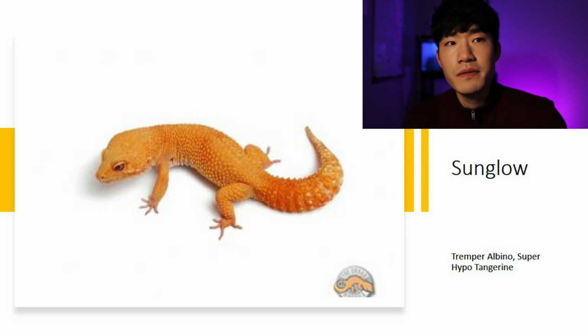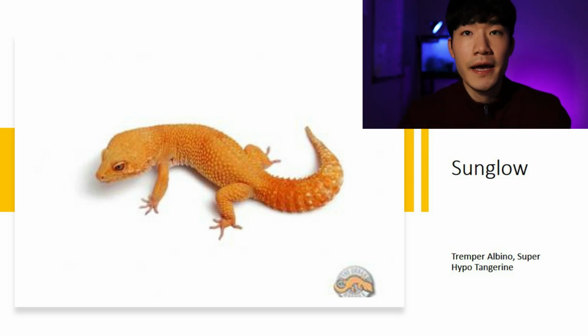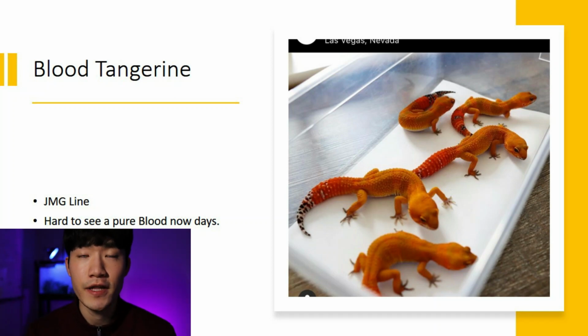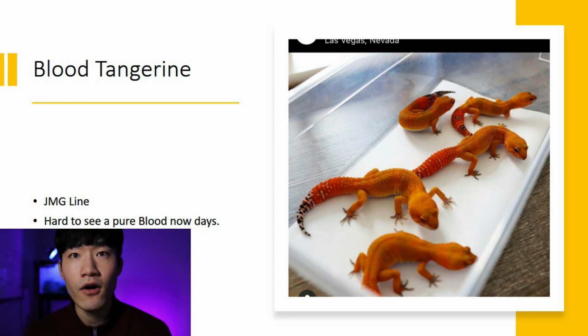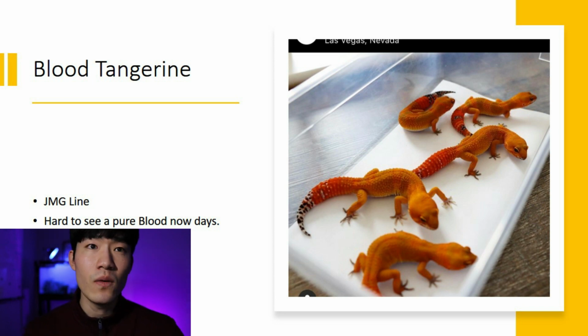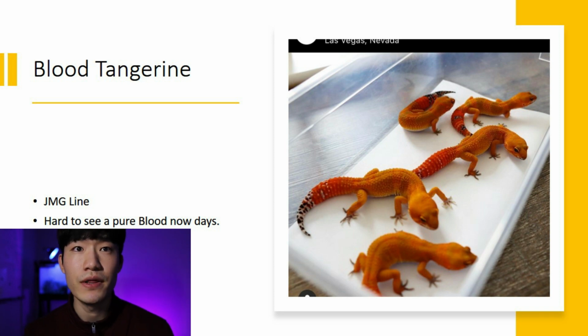So I think I covered pretty much all the combinations at this time. So now I'm going to be reviewing some of the lines that they have for tangerines, which I'll start off with the first one. It's the Blood Tangerines, and the Blood Tangerines are one of the tangerine lines that was found by JMG. And nowadays it's kind of hard to tell if they are pure tangerine, Blood Tangerine. So most of the geckos that you see in the market will still have some other tangerine mixed there, or may have albinos mixed there. So it wouldn't be really a pure Blood Tangerine.